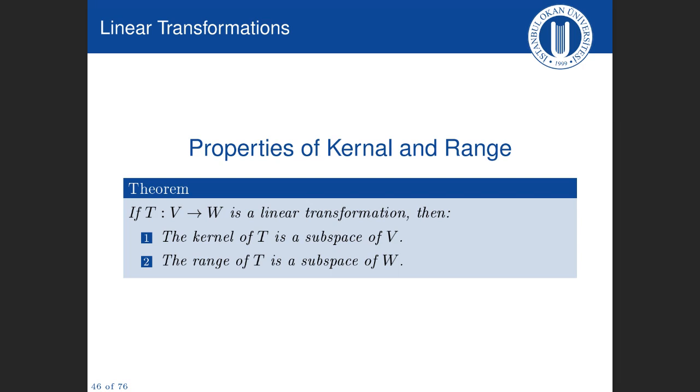Let's talk briefly about properties of the kernel and the range. These are both subspaces. The kernel of T, that's the vectors in V which map to 0. This is a subspace of V because our function is linear. So if U and V both map to 0, T of U plus V maps to 0 plus 0, which is 0. And the range of T, that's the vectors in W which are mapped onto, that's also a subspace. This time it's a subspace of W.